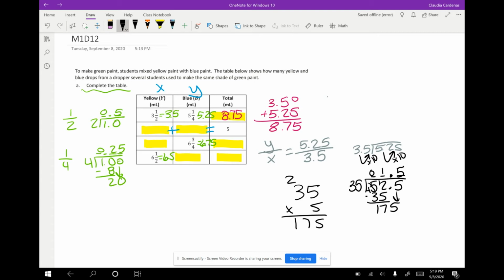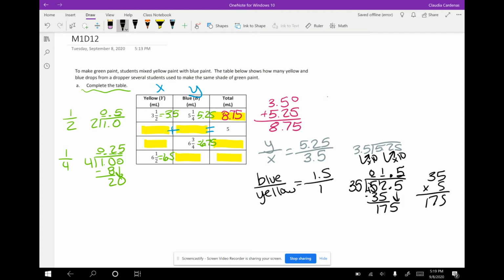So if I actually rewrote that, let me go ahead and move this over here on this side. If I rewrote my unit rate, then I know the amount of blue paint over the amount of yellow paint would be 1.5 milliliters compared to 1 milliliter of yellow paint. In fact, I can actually add that to my table here. So this is my unit rate. Okay, so our unit rate is in our table.